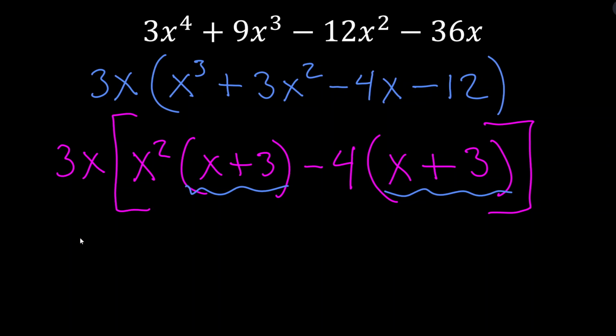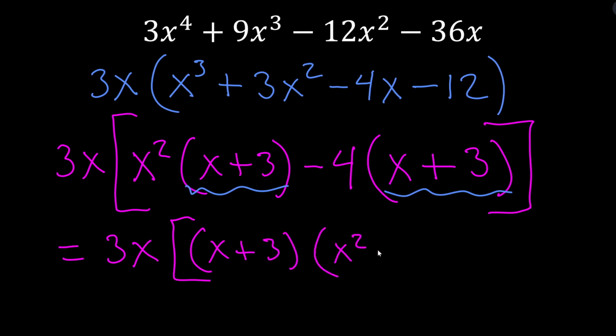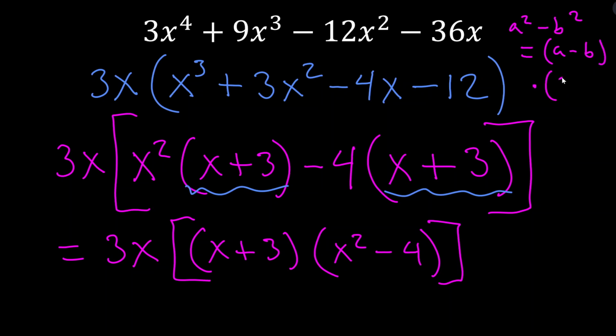So here's what we're going to write. This is equal to 3x, big bracket, x plus 3 we took out in front, and we are left with x squared minus 4, which actually is a difference of squares. Remember, that's our last step, to check if anything left is easily factorable, and in this case it is. So I'm going to factor this difference of squares as x minus 2 times x plus 2. Remember, that's the formula: a squared minus b squared equals a minus b times a plus b. Ran out of room. Sorry, I couldn't write it better.